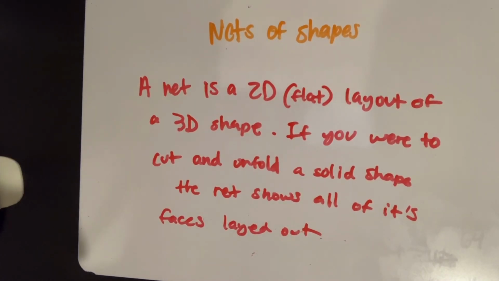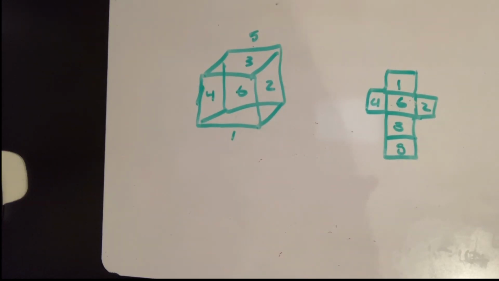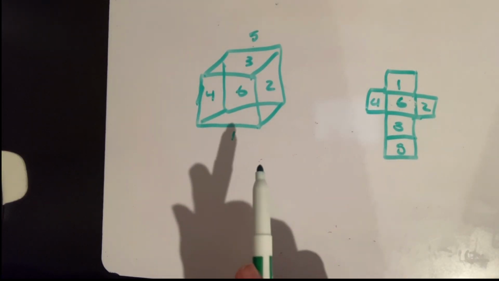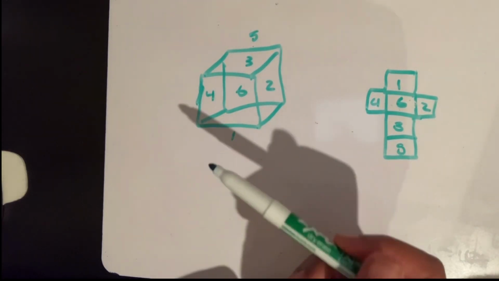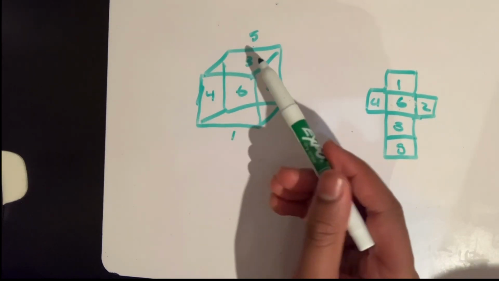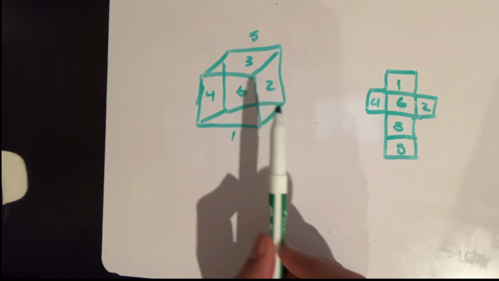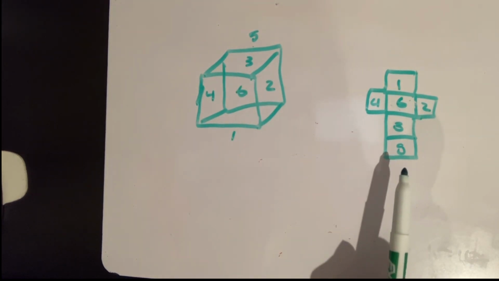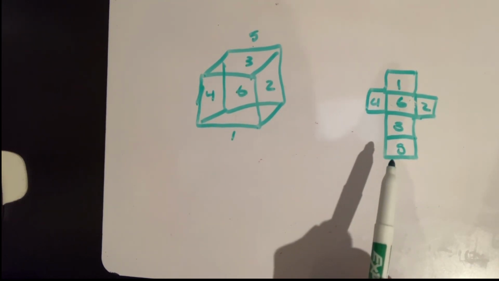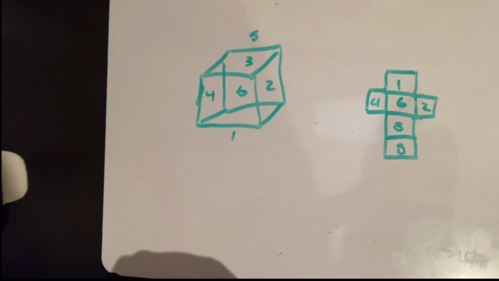Nets of shapes. A net is a 2D flat layout of a 3D shape. If you were to cut and unfold a solid shape, the net shows all of its faces laid out. Here's an example of a net shape. Here's a 3D cube with 6 faces: one at the bottom, top, left, right, forward, and back. And here we have it laid out with all the numbers corresponding to the 3D cube.